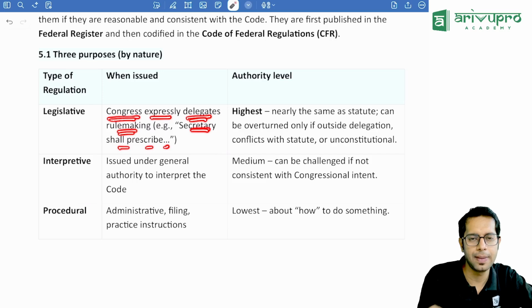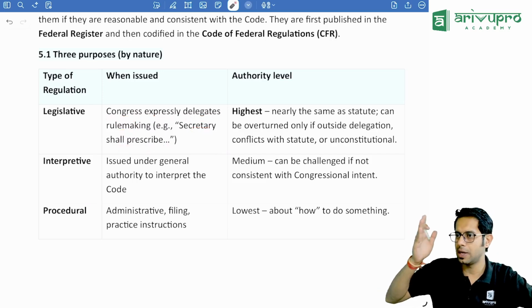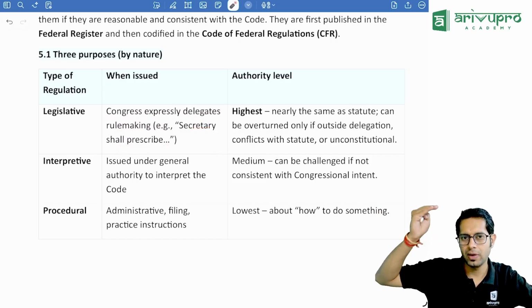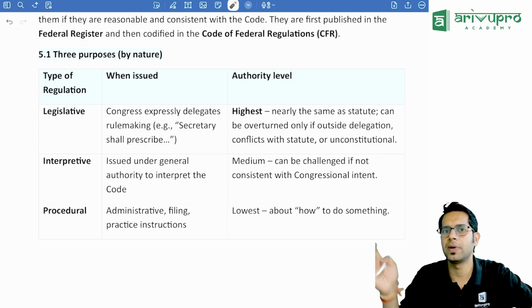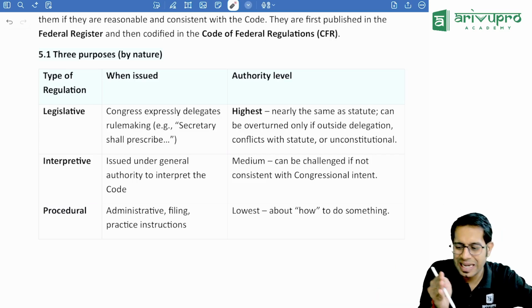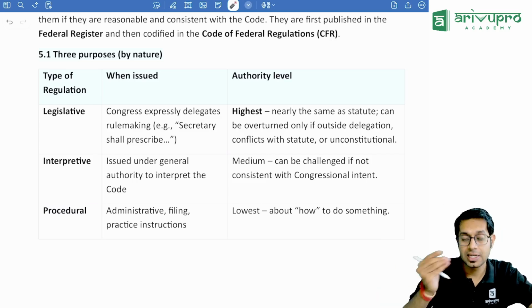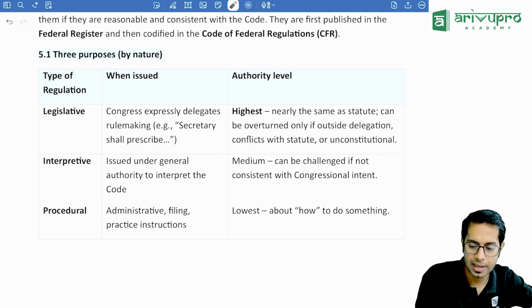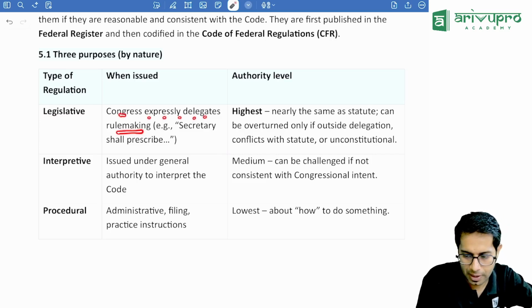Secretary shall prescribe this particular thing. Such a secretary shall make this kind of rule. Like in the income tax department we have, they will tell the commissioner has the power to make this rule. The superintendent has the power to make this rule. Assistant commissioner may issue the notice for these particular cases. Okay, so that will be delegated. Legislative: Congress expressly delegates the rule making power.